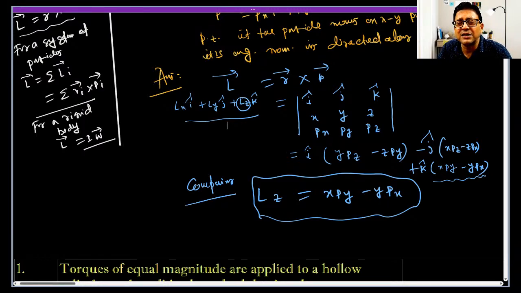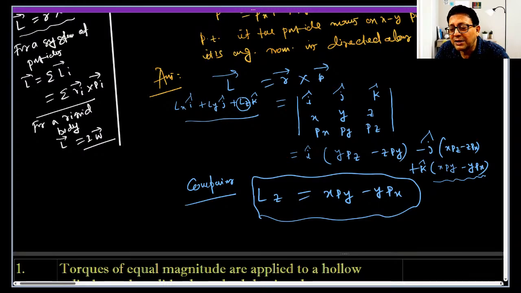Along the z axis. That's why this question arises. If the particle moves only in the xy plane, all these things will arise: x, y, the linear momentum along the x-axis, the linear momentum along the y-axis, and then you compare. But this is directed in what direction? That will be along the z-axis. And this is indeed true.